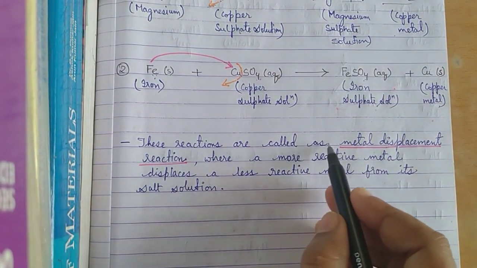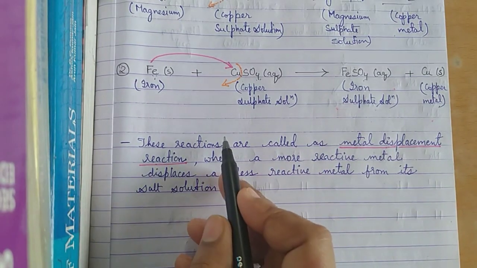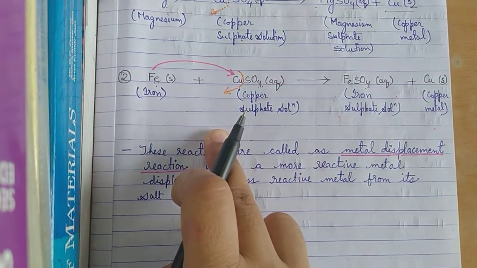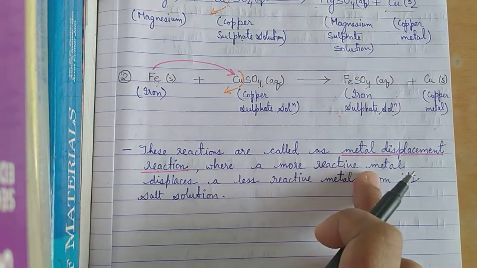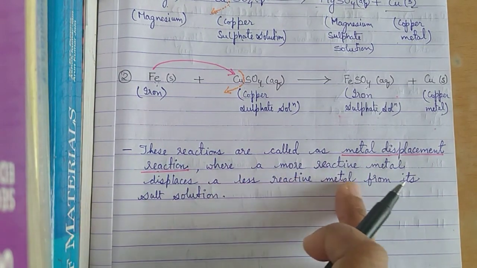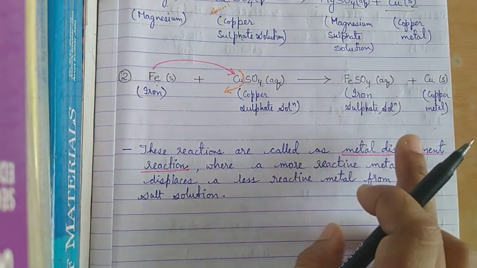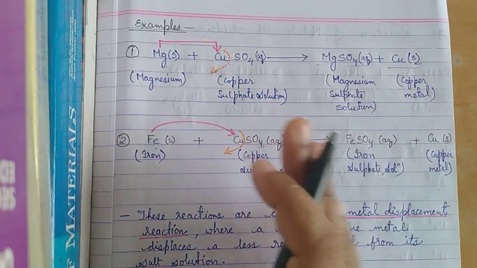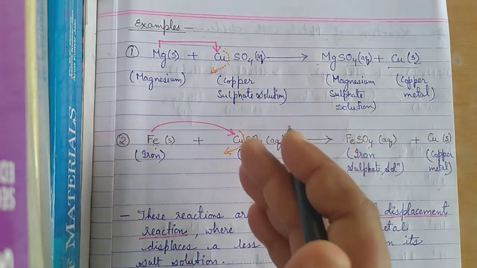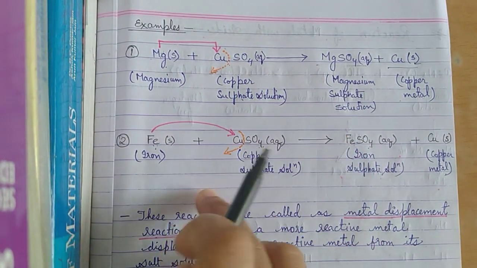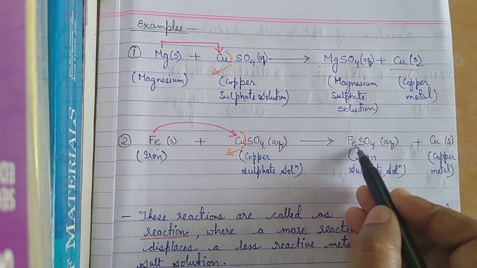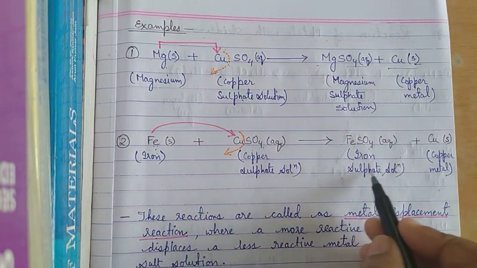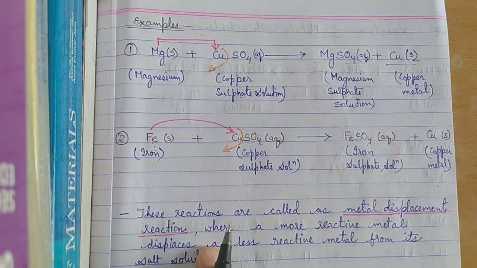These reactions are called metal displacement reactions. Why? Because one metal is displacing another metal from its salt solution, where a more reactive metal displaces a less reactive metal from its salt solution. That is why these reactions are called metal displacement reactions. I think this would be clear to everyone: a more reactive metal displaces a less reactive metal from its salt solution to form another compound with the reactive element. This type of reaction is called a metal displacement reaction.